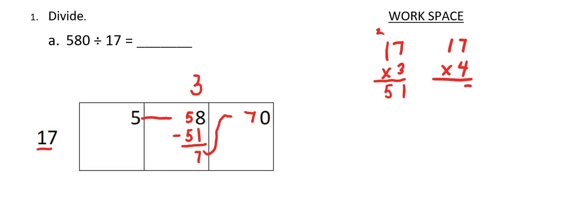4 times 7 is 28. Carry my 2. 4 times 1 is 4, plus 2 is 6. So 68 will work since it's less than 70. So again, we just use that fact of 20 to get us close to the right answer.